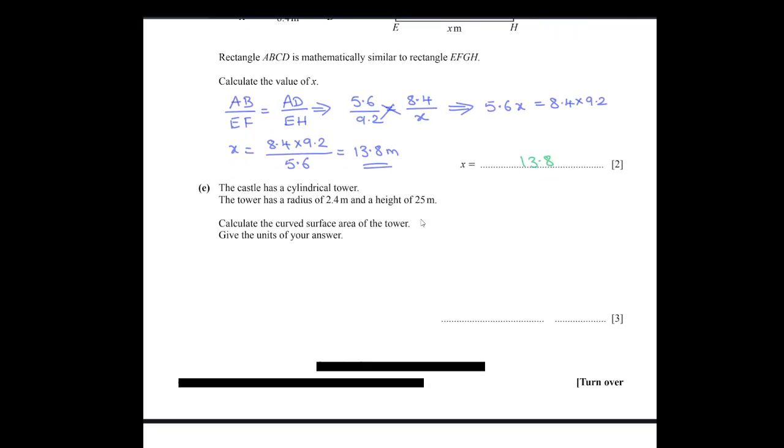Question number E. The castle has a cylindrical tower. The tower has a radius of 2.4 meters and a height of 25 meters. Calculate the curved surface area of the tower. Give the units of your answer. So we need to find out the curved surface area of the cylinder.